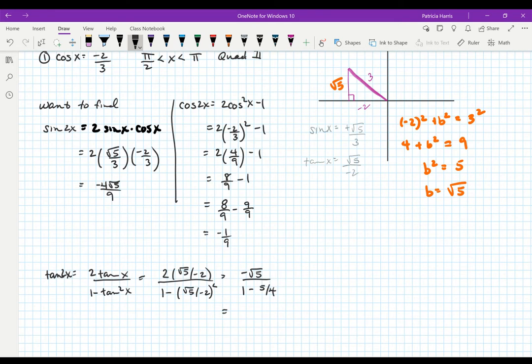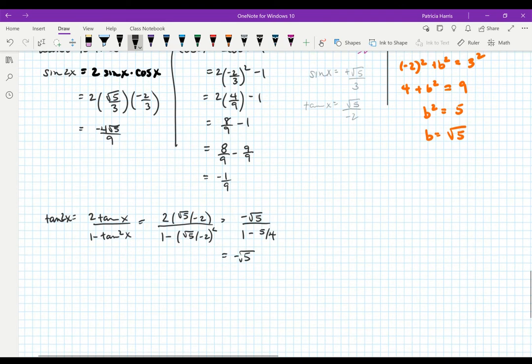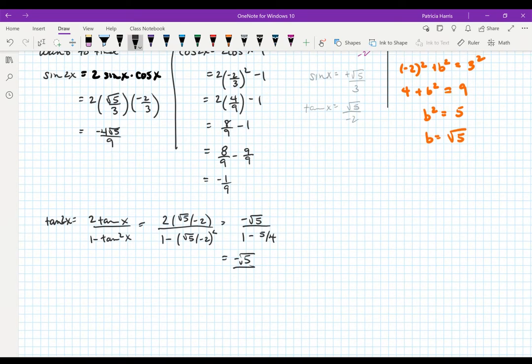Using a common denominator, that would be 4 over 4 minus 5 fourths. So negative square root 5 over negative 1 over 4. Invert and multiply, we get positive 4 radical 5. Okay, so let's see if this works.